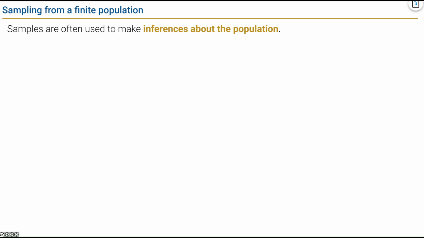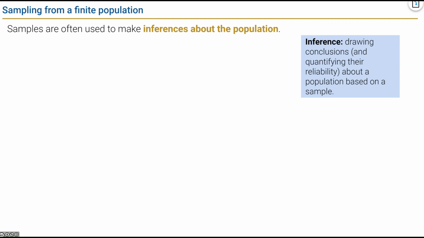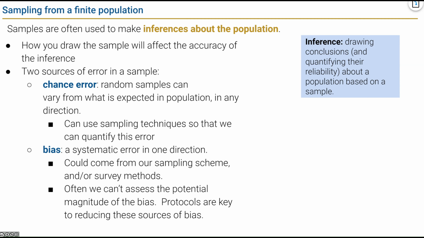Because we're trying to take these samples to make guesses or inferences about the population, and again, inference here is drawing conclusions and quantifying their reliability. That's going to be a key piece of our framework. I don't want to just say, oh, well, I think the average height of all CU students is blank. I want to have some way to quantify how reliable my estimate is. How I draw the sample will affect the accuracy of my inference.